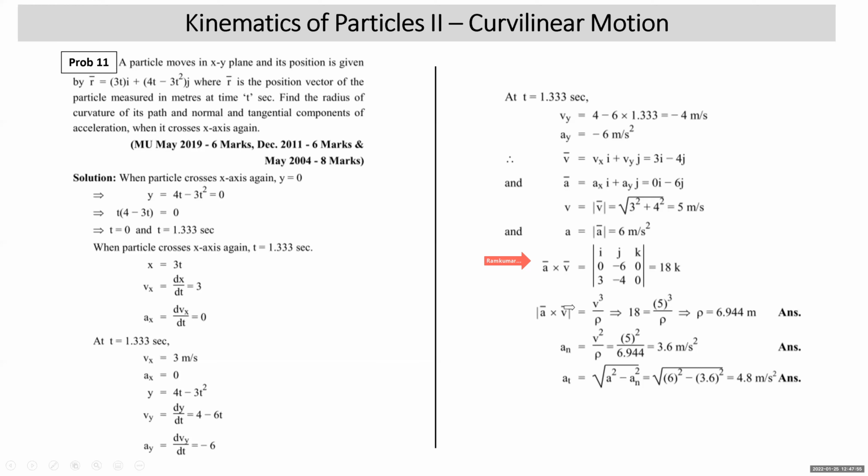So now mod of a cross v is v cube upon rho. Mod of a cross v is 18. Velocity is 5. From v cube upon rho, you get rho. Once you get rho, an is v square upon rho. Substitute the values of v and rho, you get an. Then tangential acceleration is square root of a square minus an square. Substitute the values of a and an, you get the value of at. And that's what was asked.